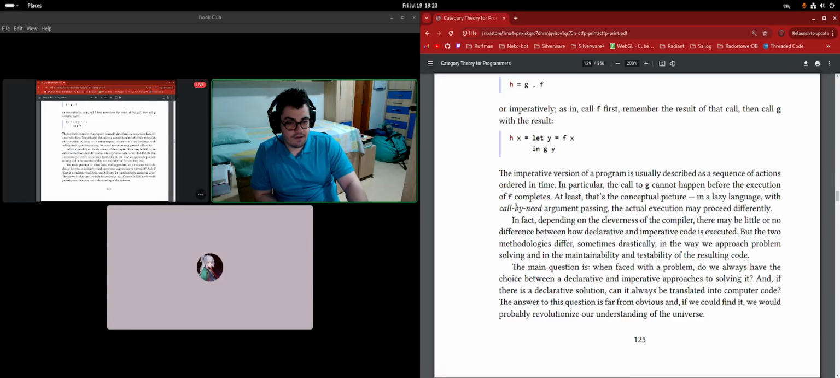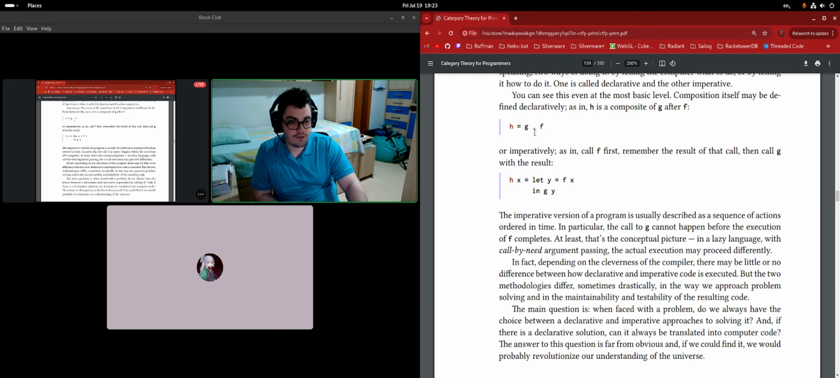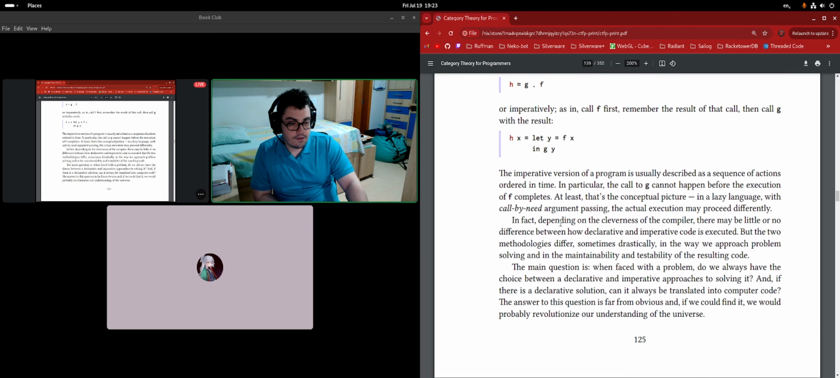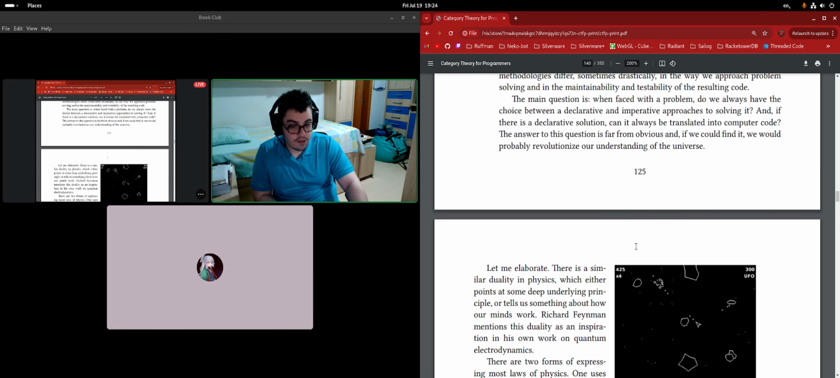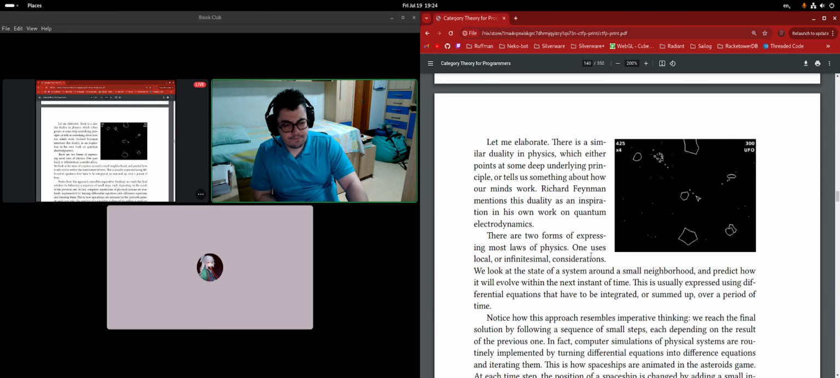Then we have a call-by-need mention, because what composition is basically saying is that something needs to happen before something else. There are use cases in this in making a compiler and stuff like that. Then we go to the question: when we face a problem, do we always have the choice between declarative and imperative ways of solving it? Then we go to another domain, the domain of physics, to try to understand this dichotomy that apparently also happens there.